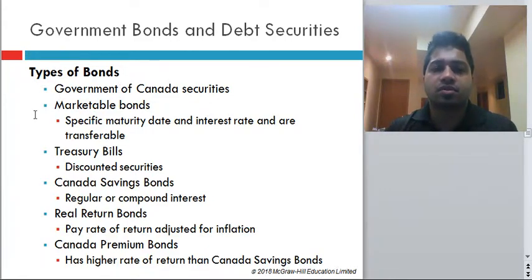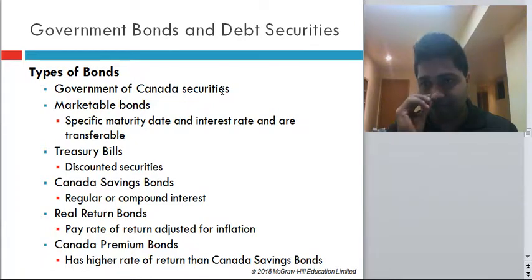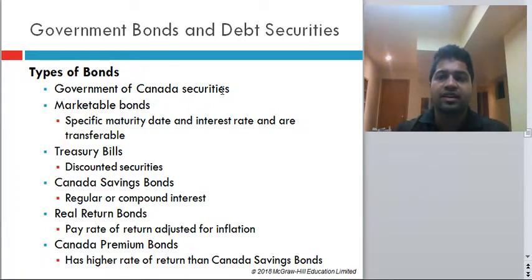Types of bonds. Government of Canada securities, for example GSECs, that's what they are called. These are issued by the Government of Canada. Marketable bonds have a specific maturity date, interest and are transferable. So if I buy it, I can sell it to someone else. Treasury bills are short-term bonds that do not pay any coupon, but they are discounted from their face value. So it's like you buy it for $950 and it pays you $1,000 when it matures. But these are short-term instruments.